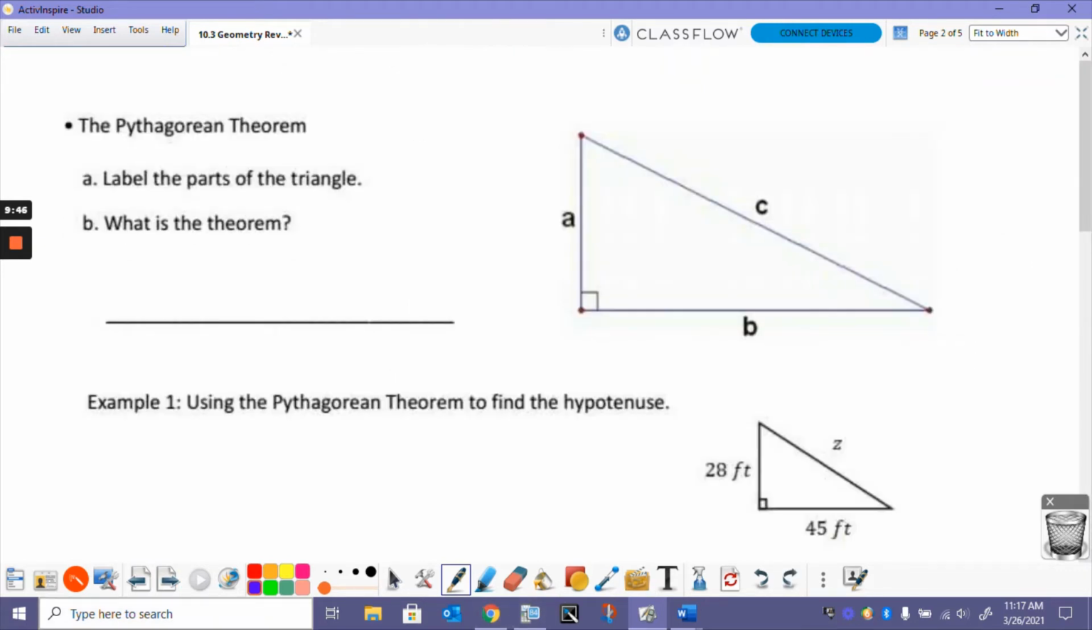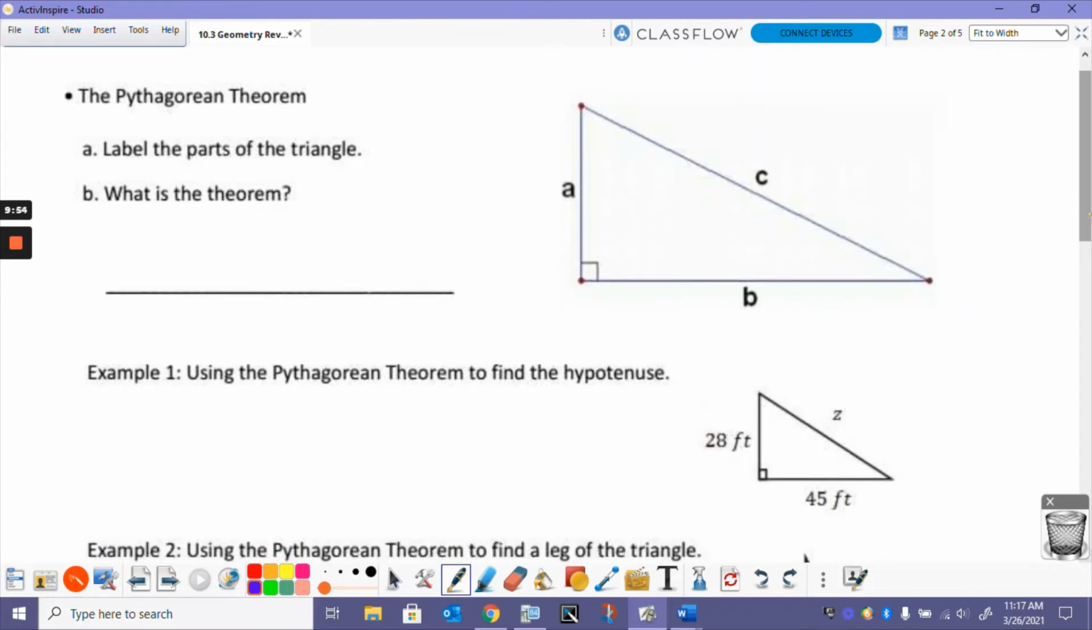All right, so on to the second page, we're dealing with the Pythagorean theorem, okay? You may have heard of this before. This might be a review for you guys, but let's start by just labeling parts of the triangle. So let's make sure that we understand what we're looking at, okay? Well, a triangle is composed of 2 legs. So A and B are the legs. And then our diagonal that actually makes it the triangle, this is our hypotenuse.